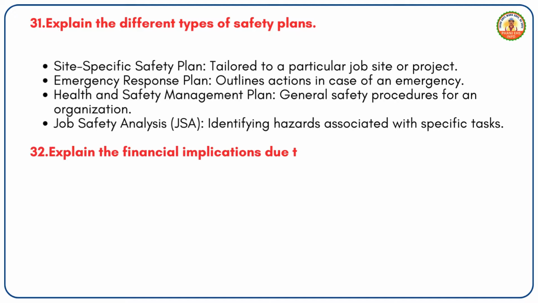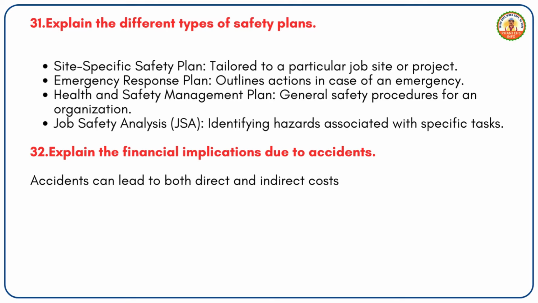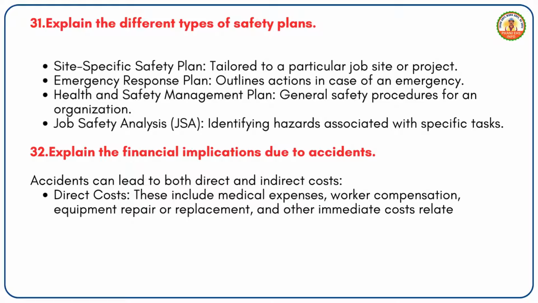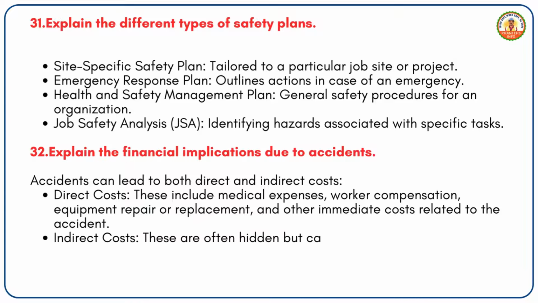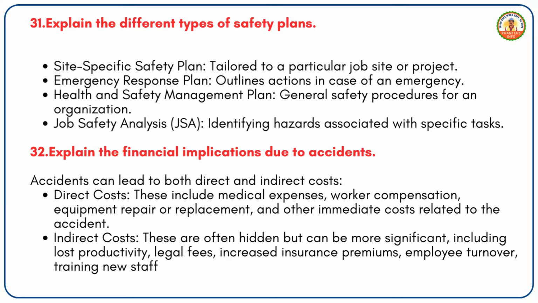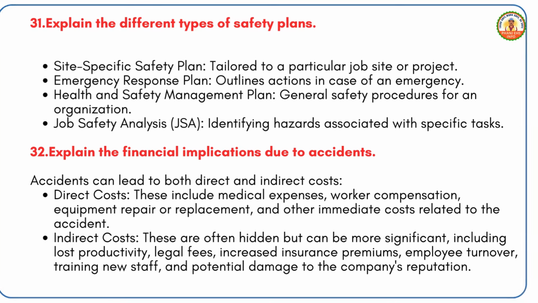32. Explain the financial implications due to accidents. Answer. Accidents can lead to both direct and indirect costs. Direct costs, these include medical expenses, worker compensation, equipment repair or replacement, and other immediate costs related to the accident. Indirect costs, these are often hidden but can be more significant, including lost productivity, legal fees, increased insurance premiums, employee turnover, training new staff, and potential damage to the company's reputation.